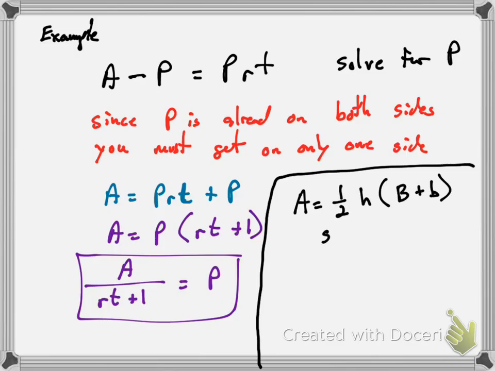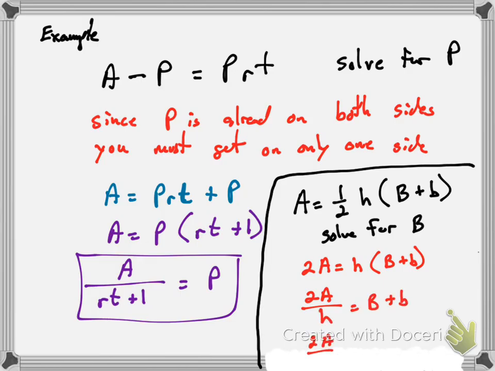Oh, I guess I have another example. Solve for capital B. So we had to multiply the 2 to get rid of the 1/2. Then we had to divide the h to get rid of the h. And then we could subtract the lowercase b. So there's your notes for lesson 1.1.